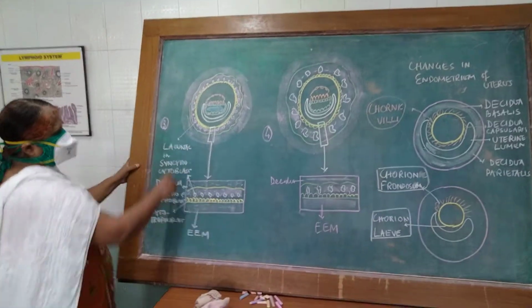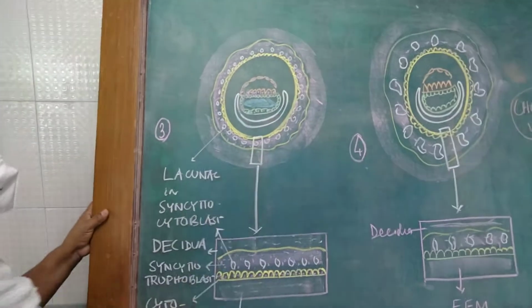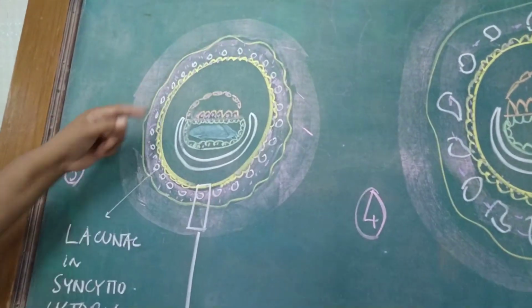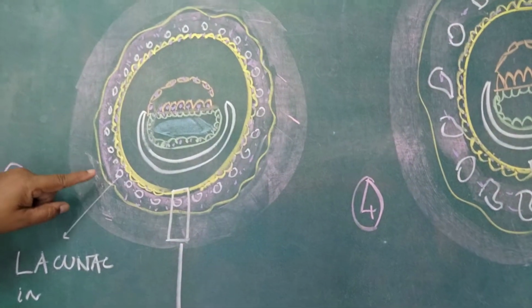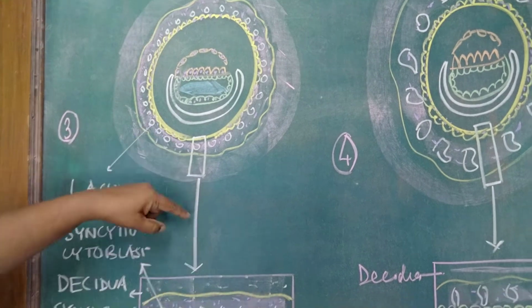See what happens in the syncytial trophoblast. Within the syncytial trophoblast, small vacuole-like spaces are being generated. They are called the lacunae. This lacuna forms within the syncytial trophoblast. Now we take a cross section over here.